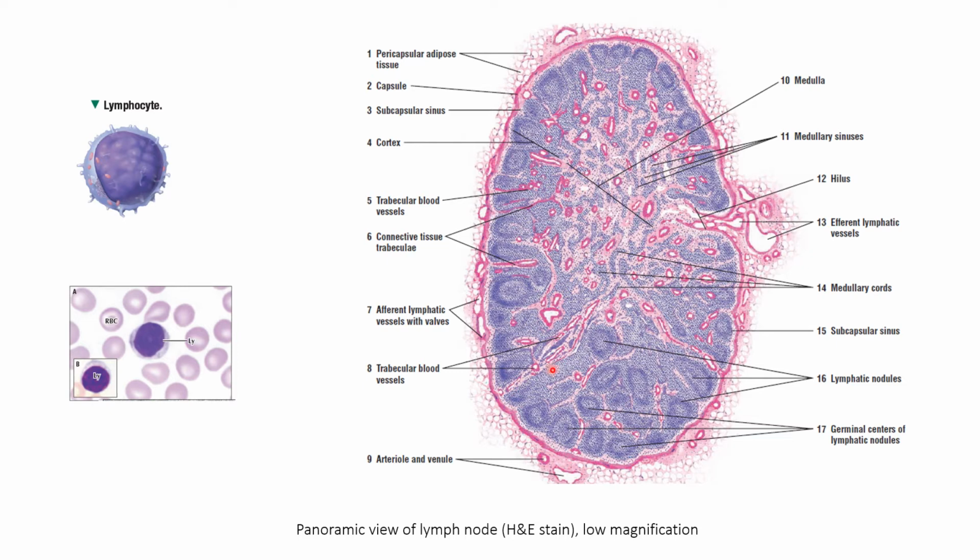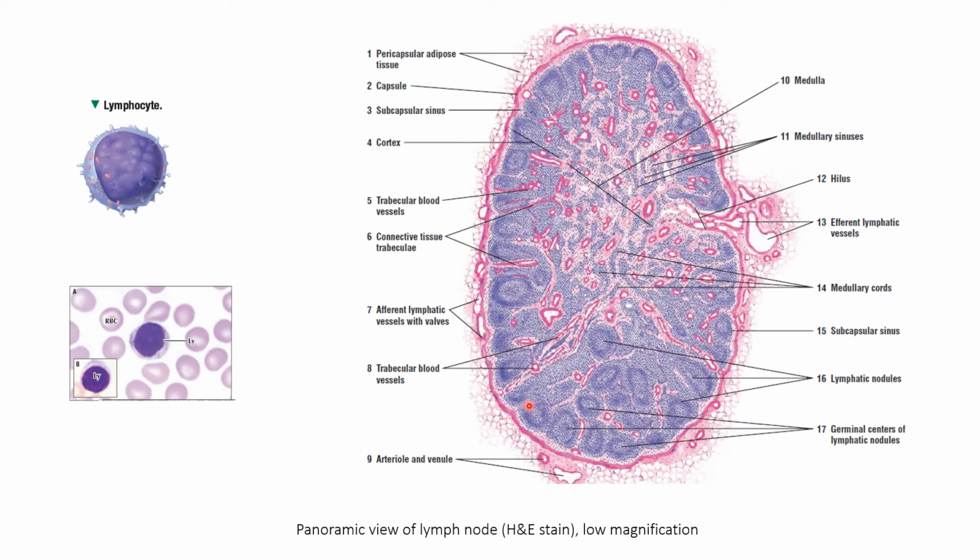Within the parenchyma of the lymph node, there is an outer cortex and an inner medulla. The outer cortex is studded with several lymphatic nodules. You have to understand why this cortex is appearing as if containing so many bluish basophilic dots.